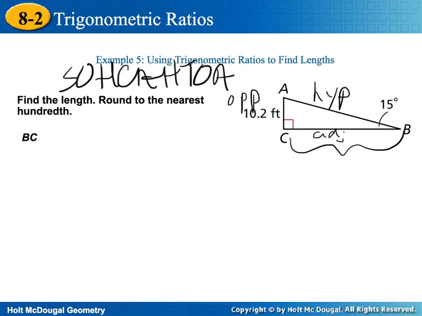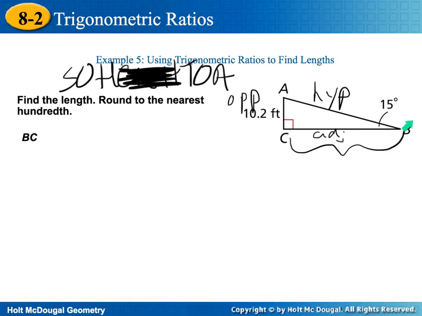So I want to use my sine, cosine, or tangent that includes an opposite. Sine has opposite in it, and tangent has opposite in it. So I can cancel out the cosine. But now, which one's going to be helpful, the sine or the tangent?